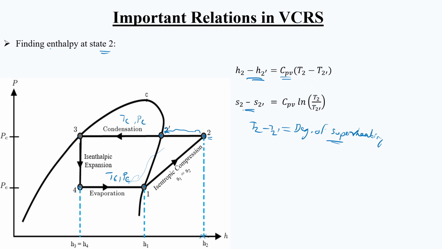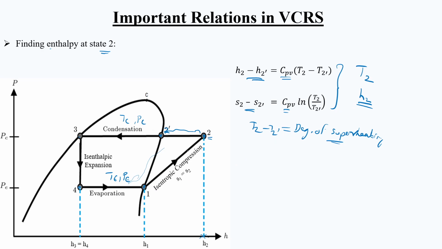Similarly, the entropy is given by S2 minus S2 dash is equal to the specific heat of vapor into ln T2 by T2 dash. Since this is at constant pressure, we get this simplified formula. So using these two equations, we can initially find T2. From that, we can find H2.